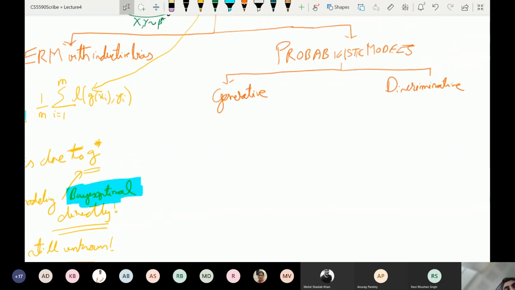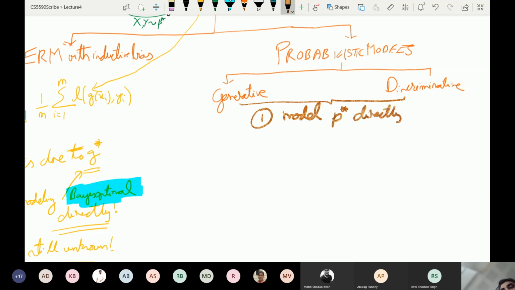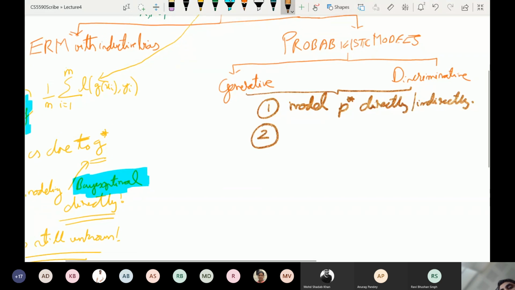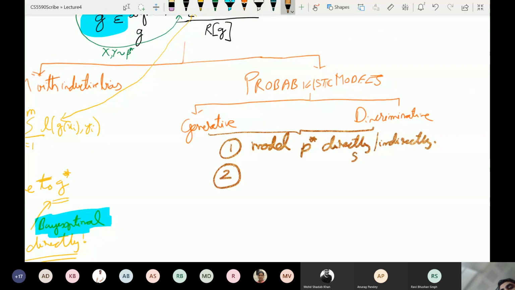Whereas in probabilistic modeling, you take an entirely different approach. Let me write it here. In probabilistic modeling, whether generative or discriminative, in both of these cases, what we will do is model P star, directly or indirectly. If we do it directly, it's called generative. Indirectly, it's called discriminative. Anyway, we'll see. So the idea is to model P star and estimate it.